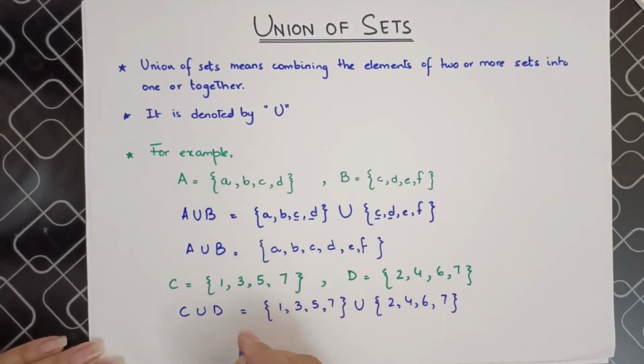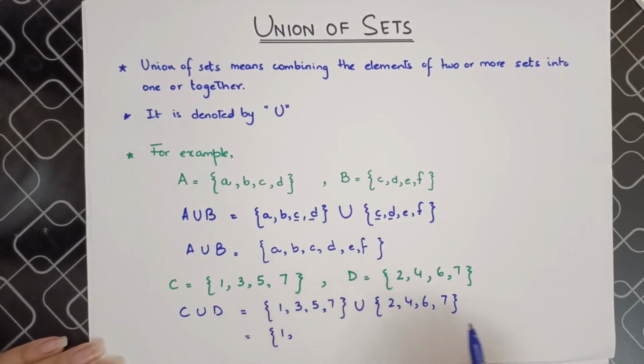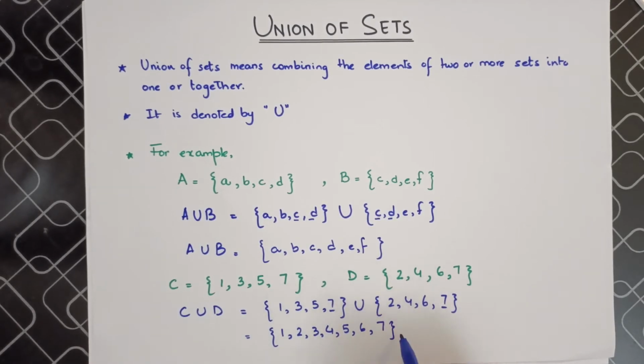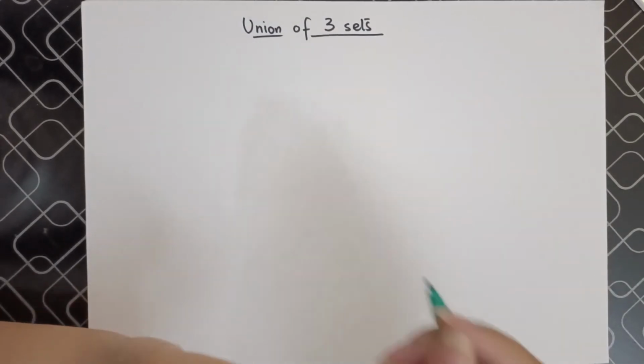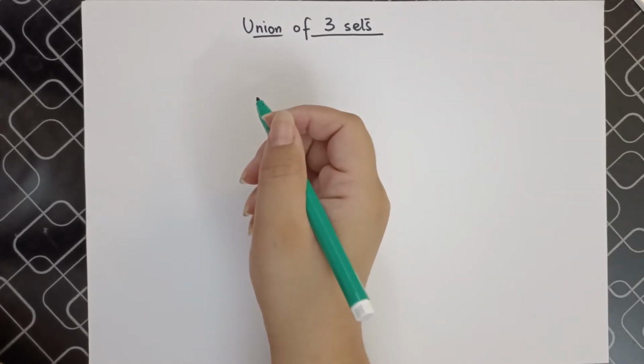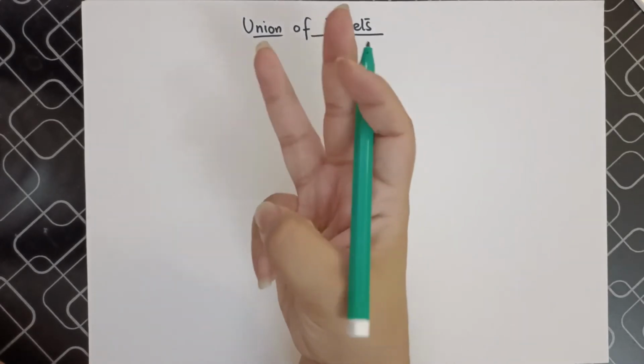Now, when we are writing them, it's like one combined set. We can write them in a sequence: 1, 2, 3, 4, 5, 6, and 7. Since 7 is present in both of the sets, we are going to write 7 only once. So this is how it's done. Now we have already studied the union of two sets. Now we're going to study how to perform the union of three sets.